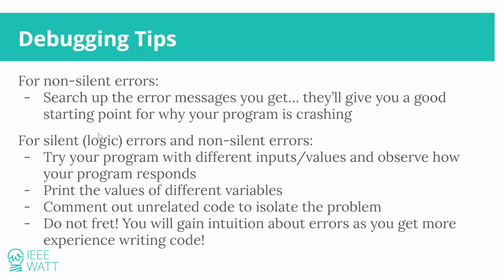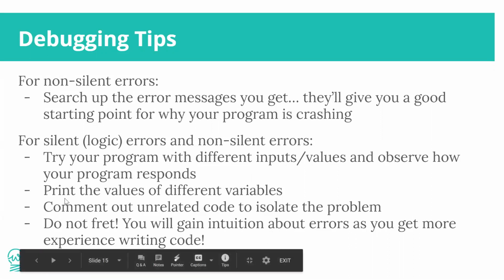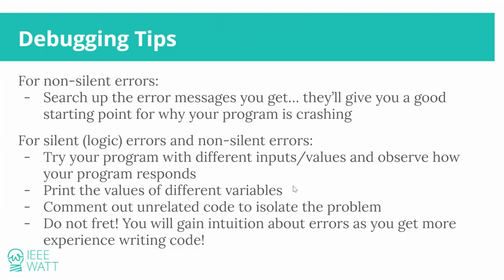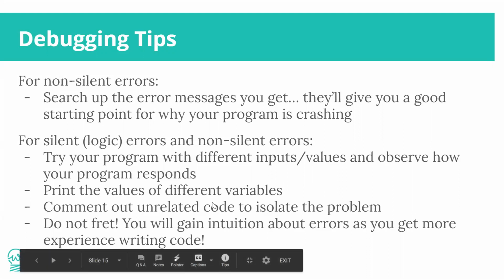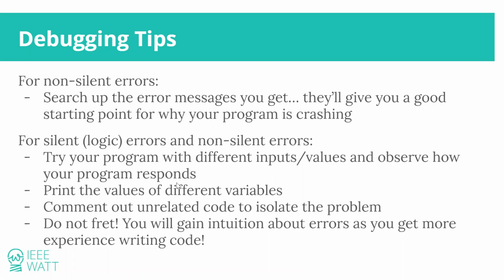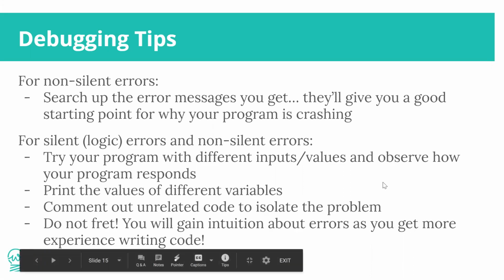And then for logic errors and non-silent errors, some other tips are to try your program with different inputs and values and see if that changes how your program responds. It also helps to throw in a lot of print statements. I do that sometimes because I want to know what this variable has at this point, so I'll put in a print statement, and that helps you see inside what's happening. You can also comment out unrelated code to isolate the problem. If you saw me using the number sign, the pound sign symbol, that's one way to comment out things. And then you'll get intuition about errors as you get more experienced with writing code.